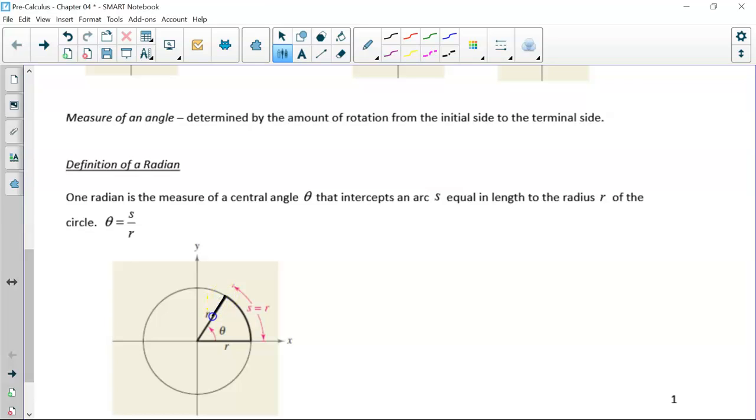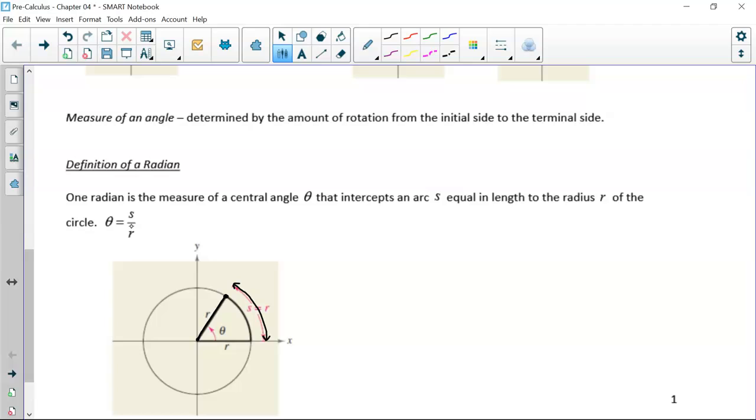So here we have the radius going from the center to the side of the circle. What a radian does is it goes around that arc. That distance there is just one radius, and it's one radius around the circle. Now, theta, the central angle, is the length of the arc over the radius. We'll be talking more about that as we go through.